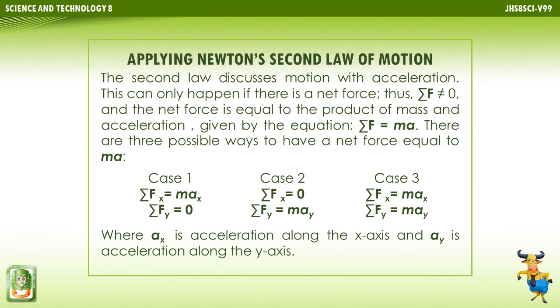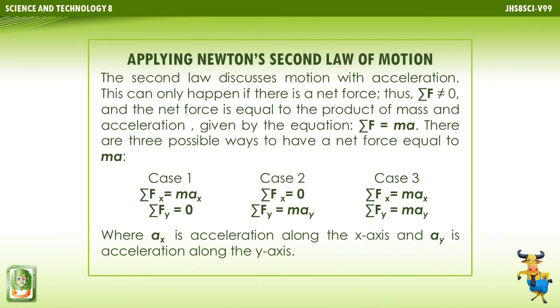Applying Newton's second law of motion. The second law discusses motion with acceleration. This can only happen if there is a net force. Thus, the summation of F is not equal to 0, and the net force is equal to the product of mass and acceleration, given by the equation, summation of F equals m times a.